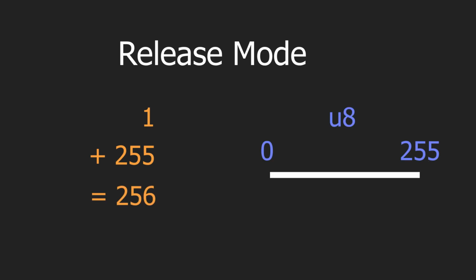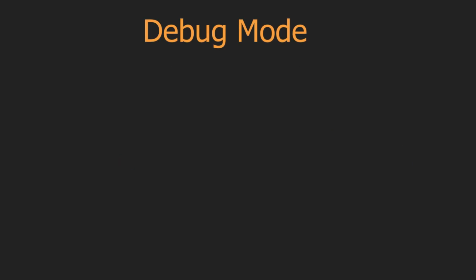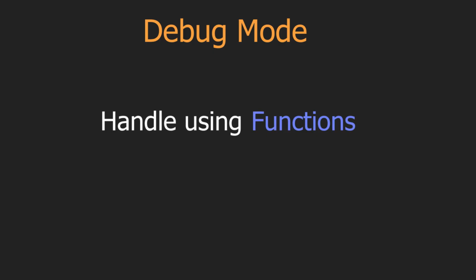Now, when we add 1 to 255 using a u8 variable in release mode, Rust does not check for overflow by default. Instead, Rust will just roll it over silently using wrapping arithmetic. This means that 255 plus 1 will become the minimum value a u8 can hold, which is 0. But in debug mode, instead of making the code panic, we can handle this explicitly by using a few specific functions.